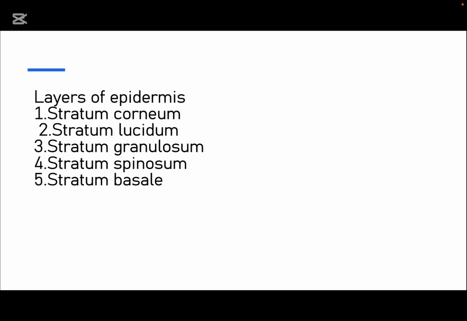The layer above it is stratum granulosum, and the layer above that is stratum lucidum, which consists of dead cells, basically the keratinocytes, and is thick in the palms and soles for extra protection. The most superficial layer is the stratum corneum, which consists of keratinocytes which are dead, having no nuclei.